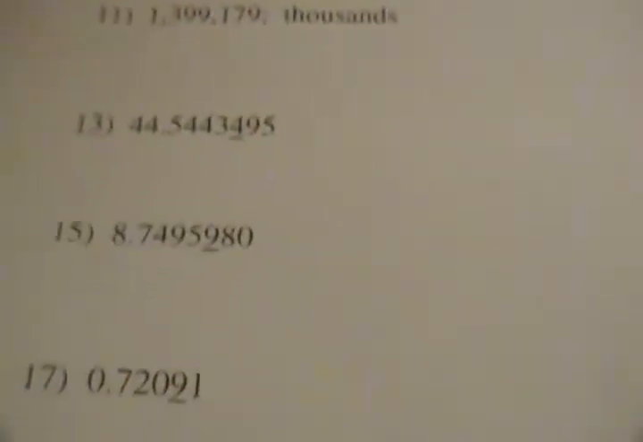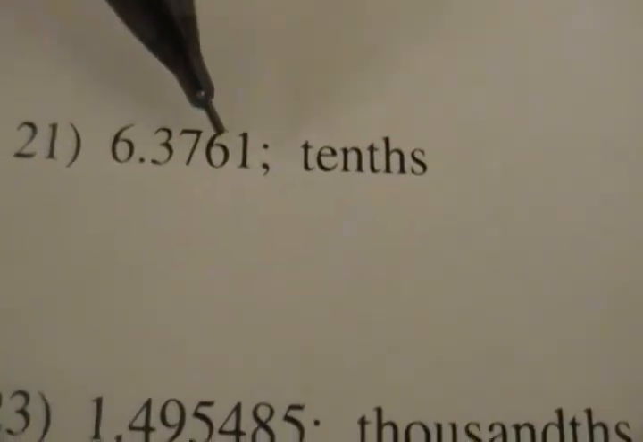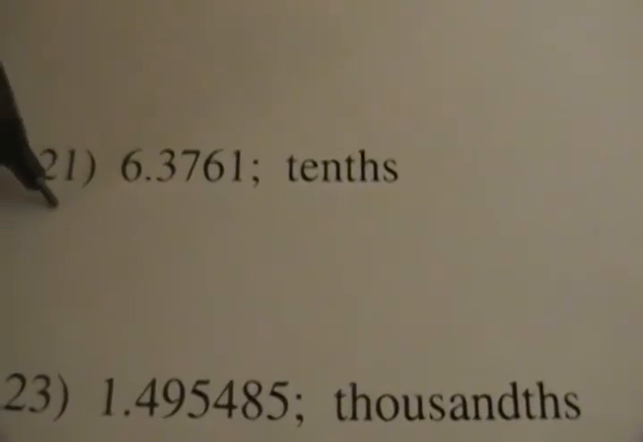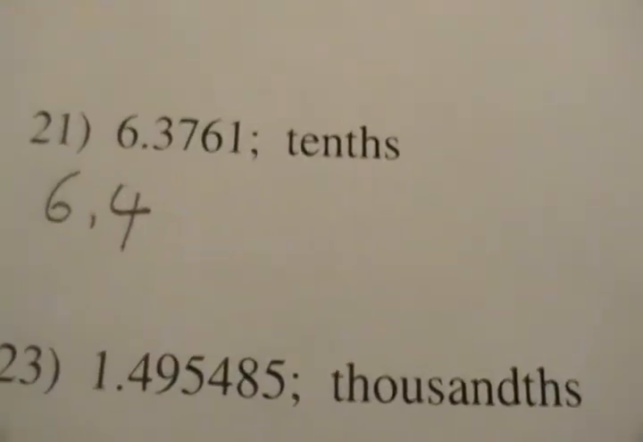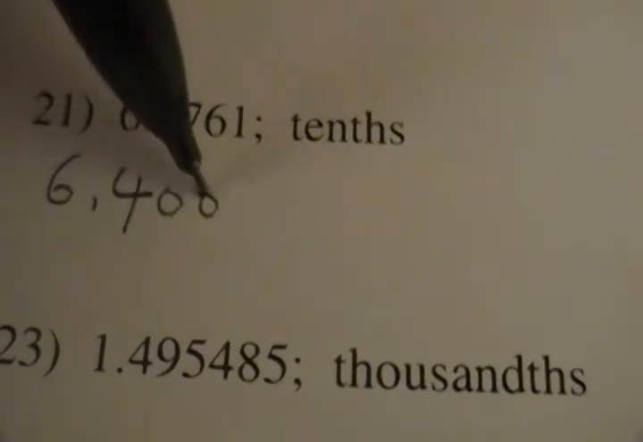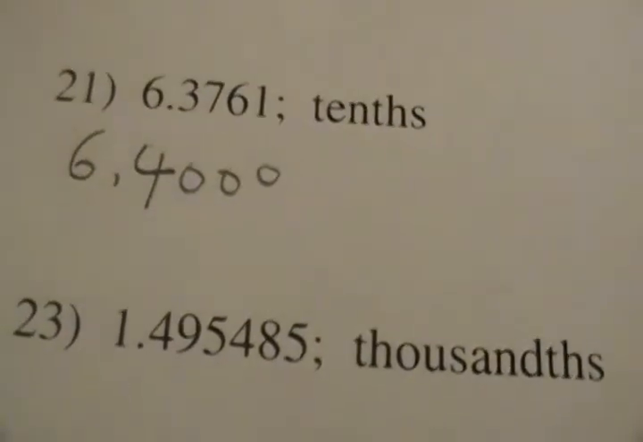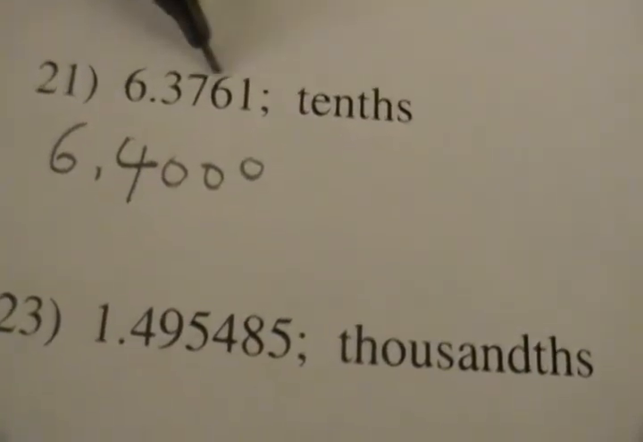Let's try one with a decimal number now. Okay, so let's try this one. So we have 6.3761, right? Now, they want you to round to the tenths. So the answer is going to be 6.4. Okay? Or if you want to put the zeros if you want to. You don't have to, but just to indicate these other numbers that are left.